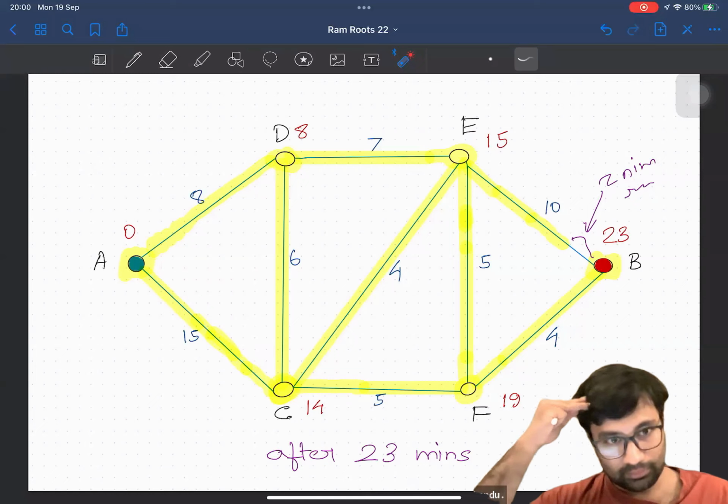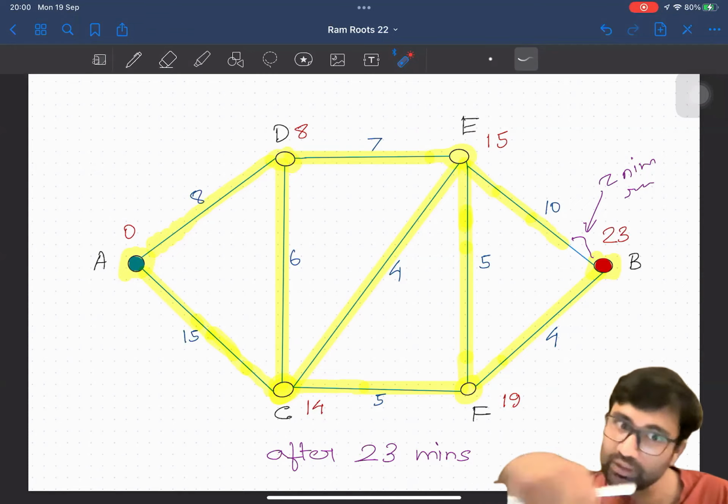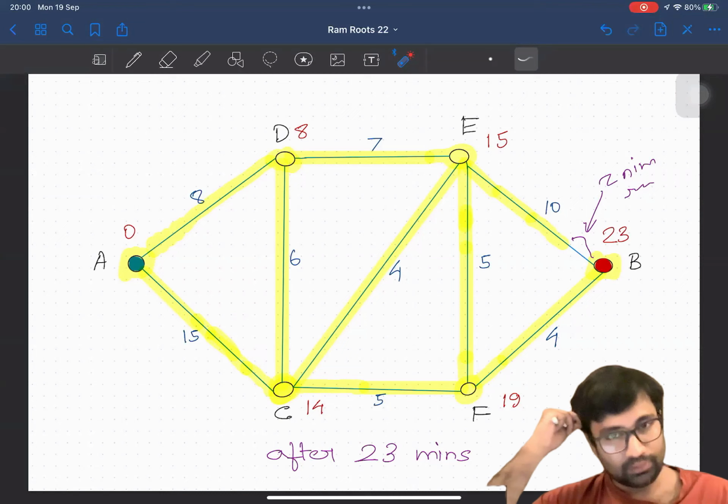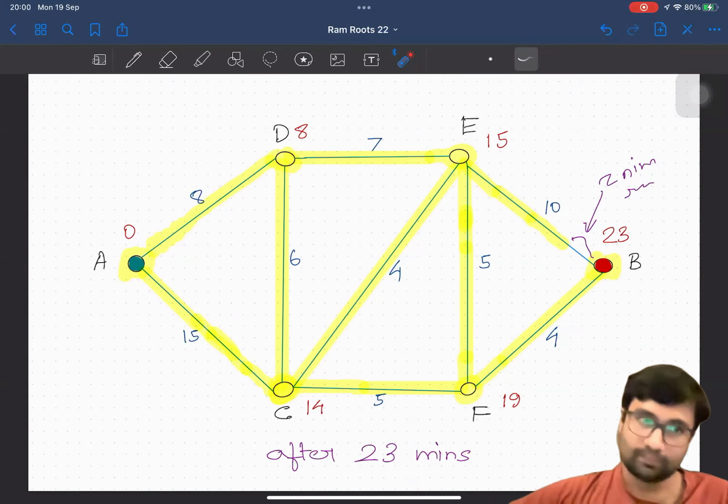Yes, sir. That path is A to C, C to F, and from F to B. How much time will it take if you add up? Sir, if we add 15 to 5, it will take 24 minutes. Okay. So let me show you a 23-minute path.